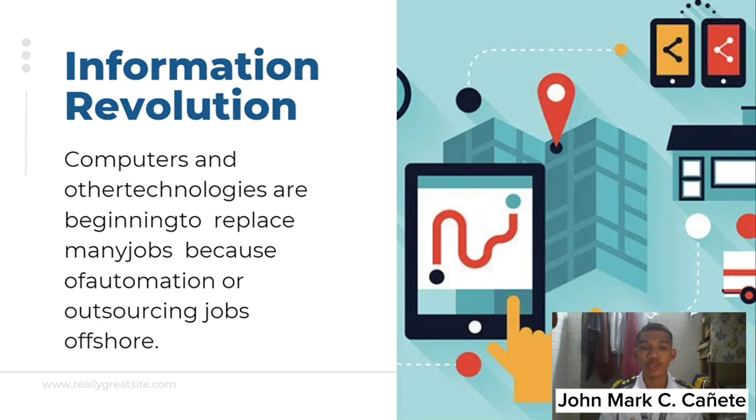Information revolution. Computers and other technologies began to replace many jobs because of automation or outsourcing jobs offshore, with the development of technologies in the second half of the 20th century.